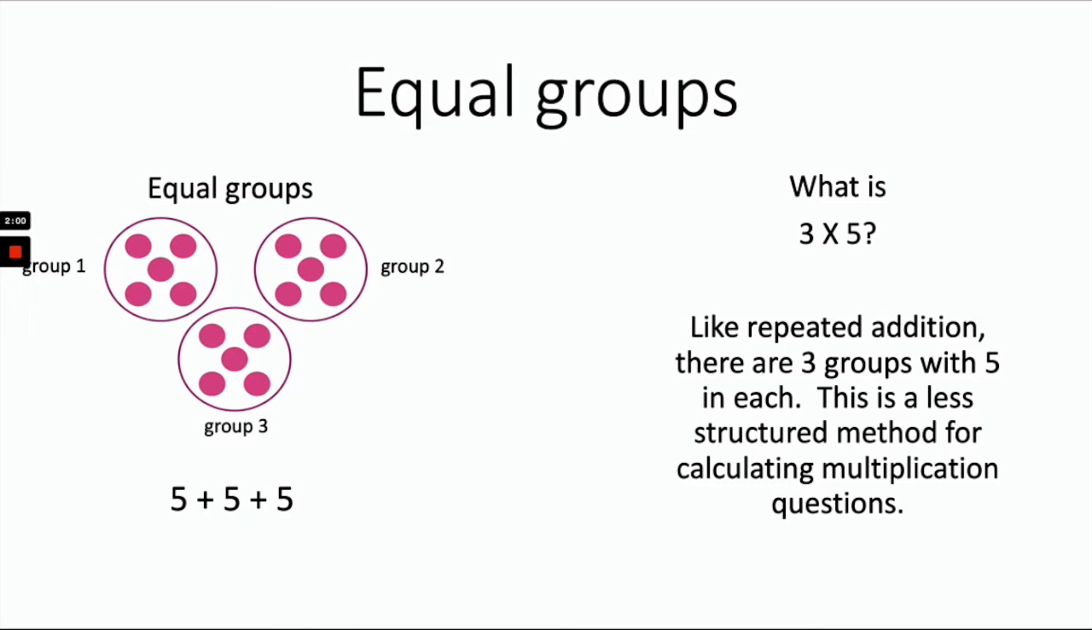This time there's space for the children to then put 5 in each of the groups. So in group 1, group 2 and group 3 there is 5. And we can see that the addition sentence that they used for repeated addition can still be generated. There's 5 plus 5 plus 5.